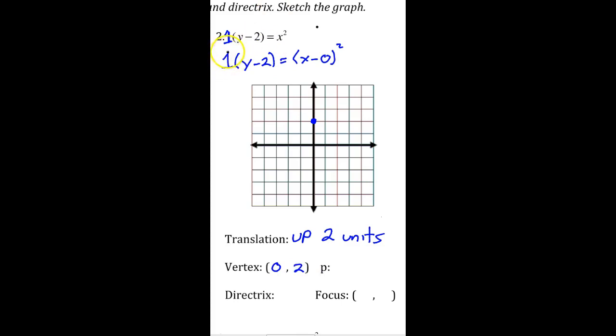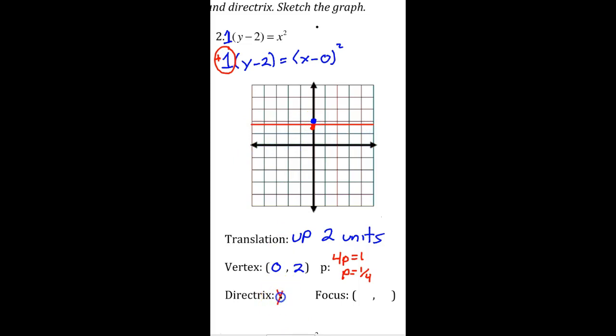And our p-value, again, we're going to take our LR. It's going to be 4p equal to that number. So p again equals 1/4, if I divide both sides by 4. And that means, it's opening up this time because it's positive, which means the directrix will be directly below this time, not above, 1/4 unit below, right through there. That's just an estimation, of course.